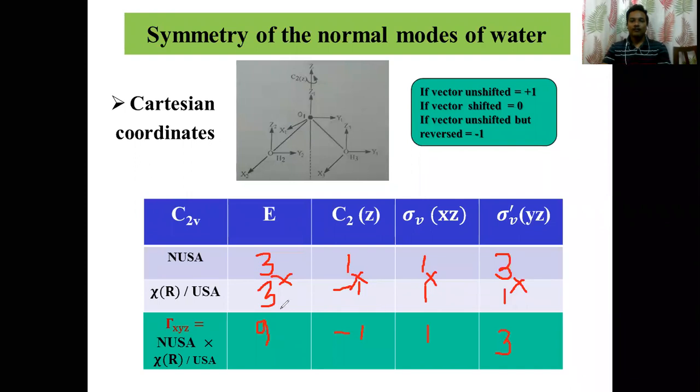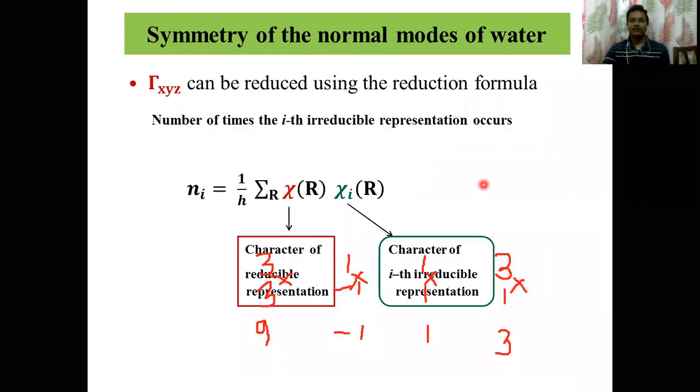Okay. Now once we have this, what is this? This is nothing but the total representation for the translation, rotation, and vibration. And our target is to find out the symmetry of the vibration, right? Why is it translation, rotation, vibration? Because using the Cartesian coordinates, we can discuss the translational motion, the rotational motion, and also the vibrational motion, right? So that's why it includes all of them.